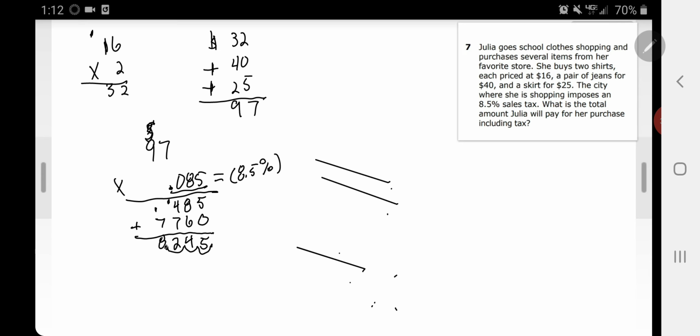All right, once again, we need to round to the nearest penny. So we got $8.24 and some extra. So looking at the penny 4, the number next to it is 5, so we're going to need to round up. So she'll be paying $8.25 in taxes.